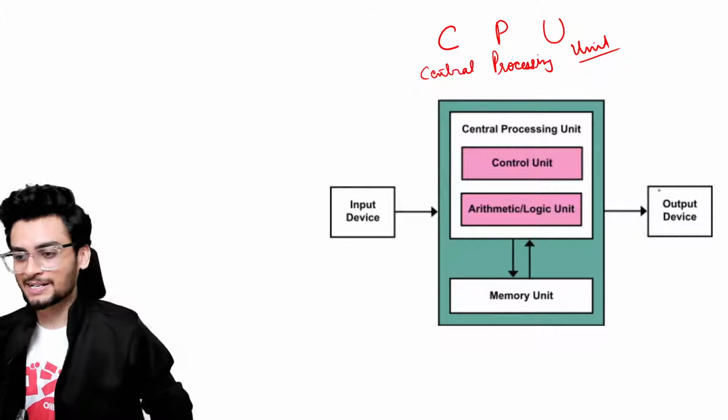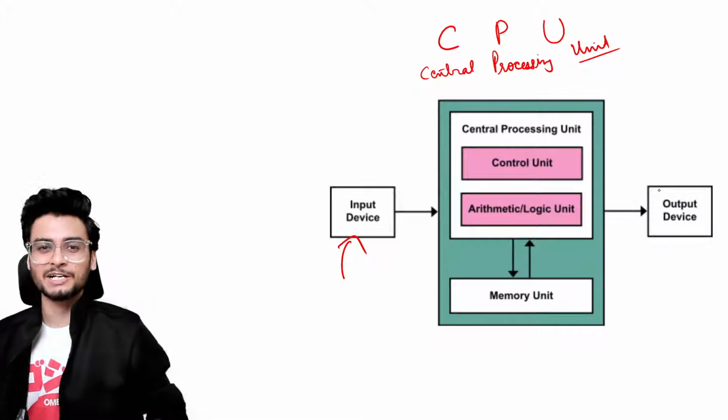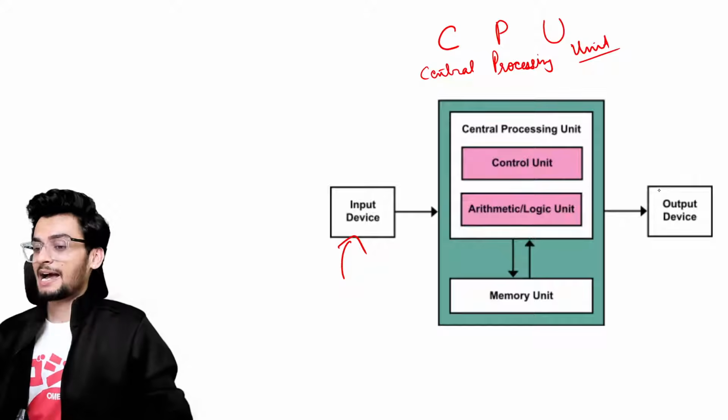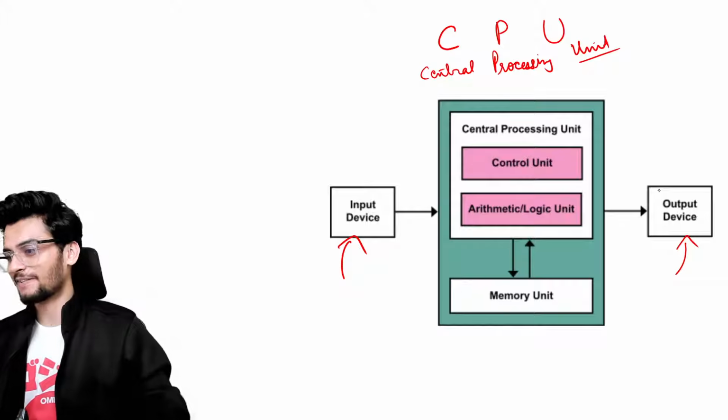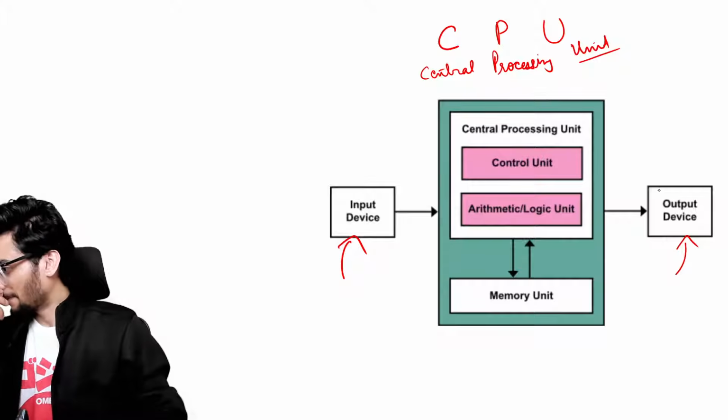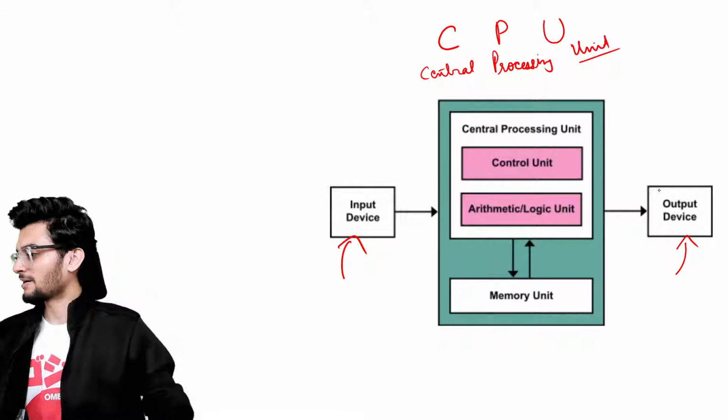Right, so we already covered what input devices are. I don't need to explain to you again since you are in class 11th what input devices mean, and the same thing goes for the output devices. I don't have to explain to you what an output device is. Okay, why doesn't CPU come under output devices?